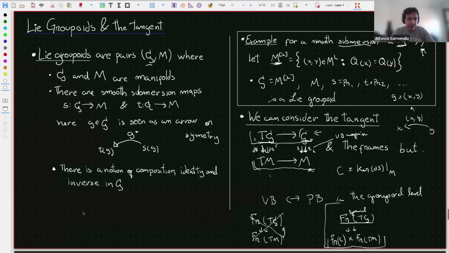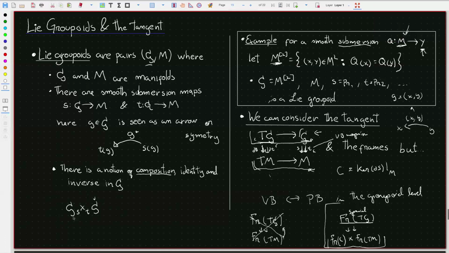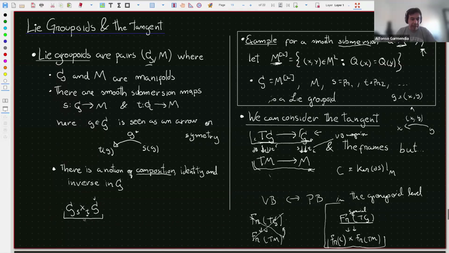The submersion here is basically for the composition. Because the composition will go from, I have, I can only compose an element here that ends where the next one starts. Yeah. And I want this to be a manifold. And for this to be a manifold, I need either T or S to be a submersion. Okay. I need only one of the two.